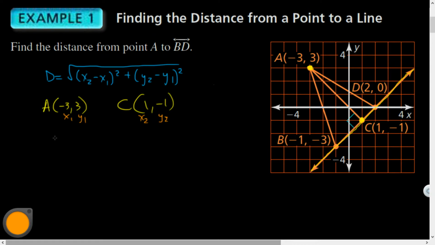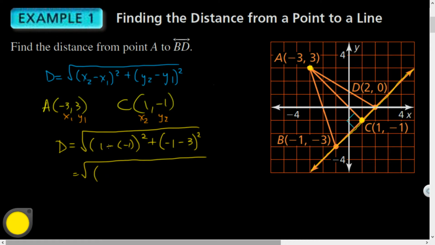So let's see. AC, to find the distance, I could have labeled this point 1 and that point 2. It doesn't matter. The distance is the same whichever way you go, left to right, right to left. So let's plug it in. The distance is going to equal the square root of x2, so that's 1 minus x1, be careful with the double negative, all squared, plus y2 minus y1, all squared. So that equals the square root of 1 minus negative 1, which is 1 plus 1. All right, did I make a mistake? Where's my mistake?